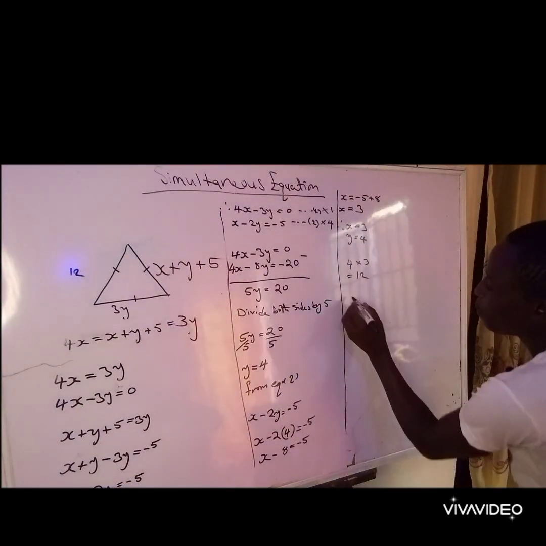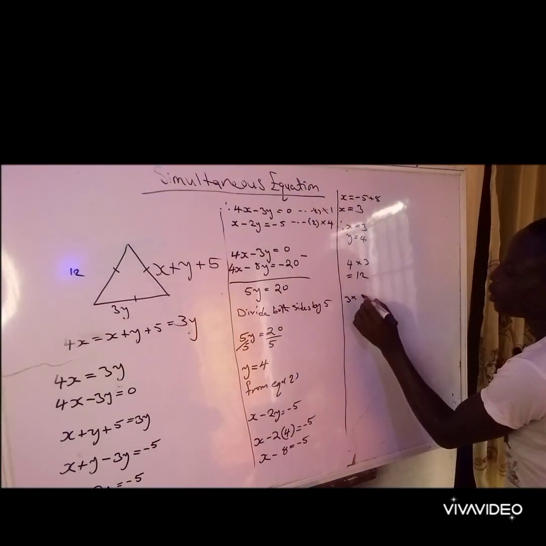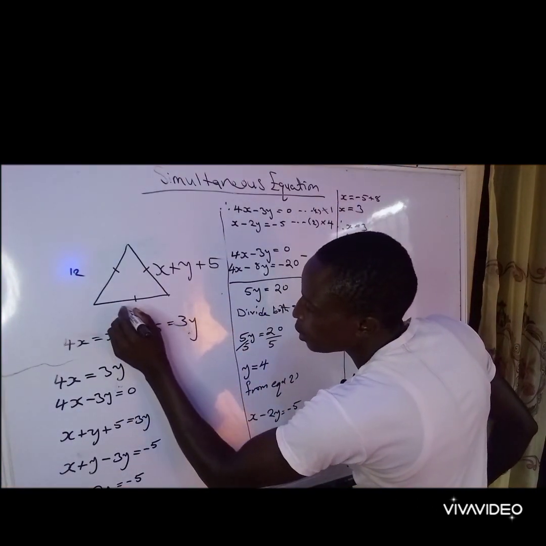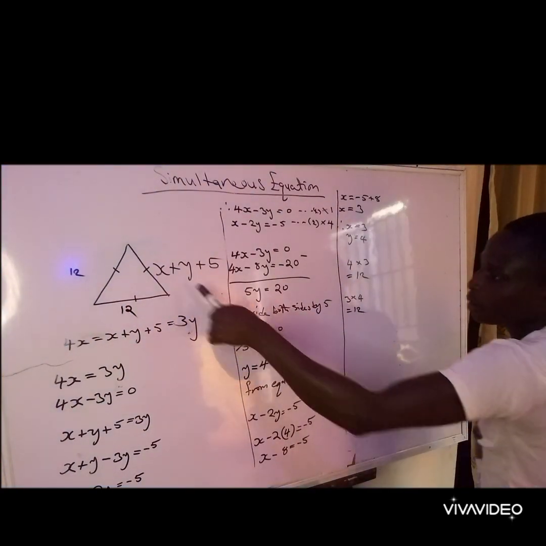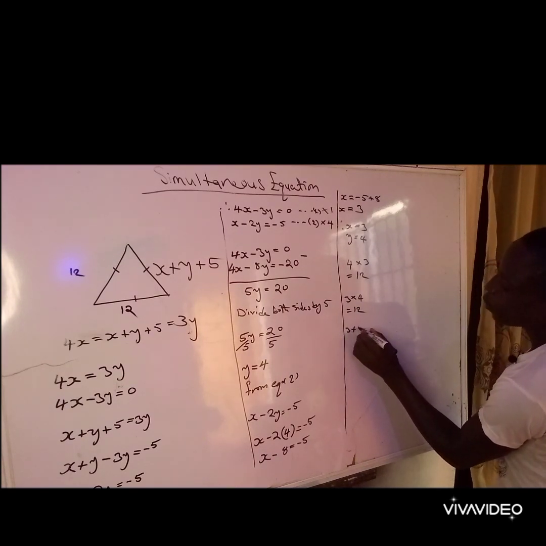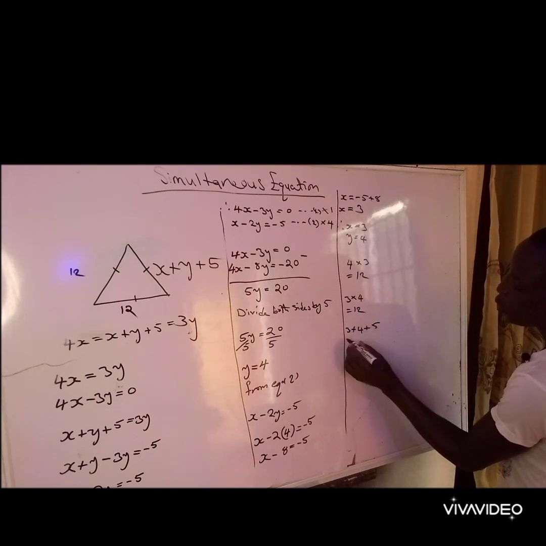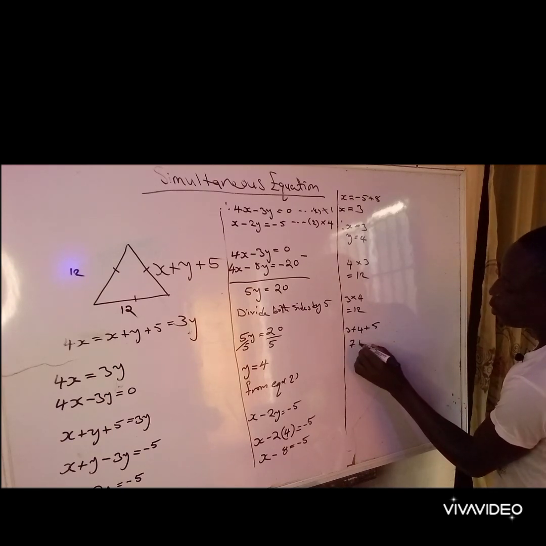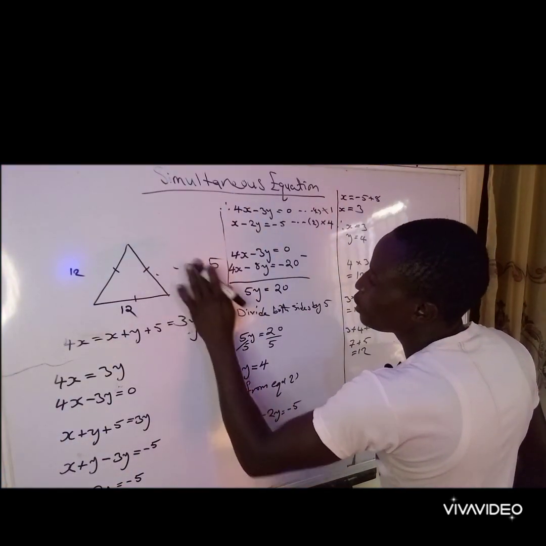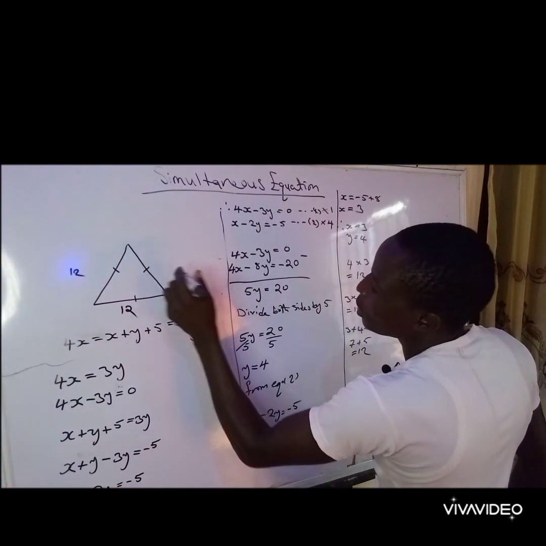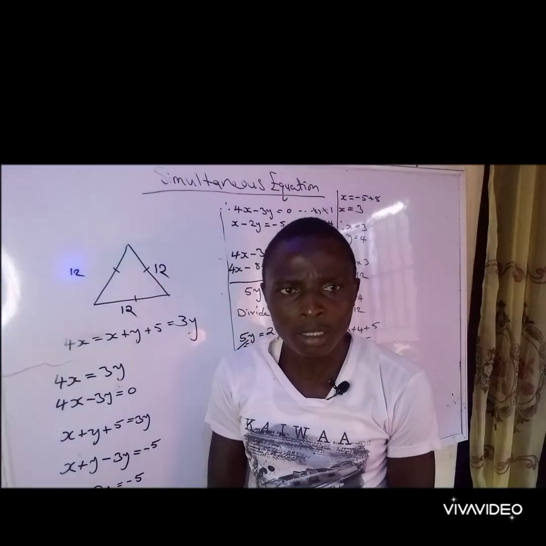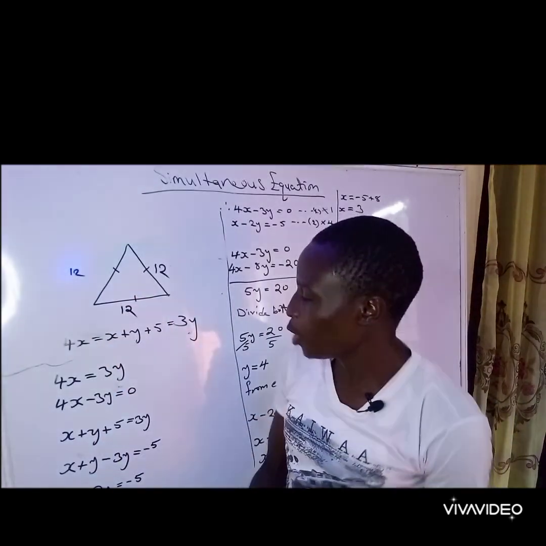If you pick 3y, 3 times y is 4, 3 times 4, gentlemen, is 12. That means this particular one is 12. If you pick x plus y plus 5, that is 3 plus 4 plus 5, which is 7 plus 5, which is equals to 12. So we can see that the whole of this is now 12. So we can see that this particular figure is an equilateral triangle. That means all the three sides are equal.